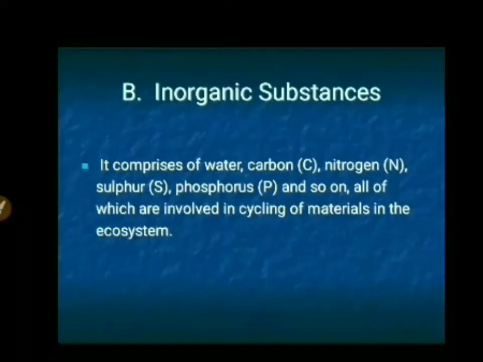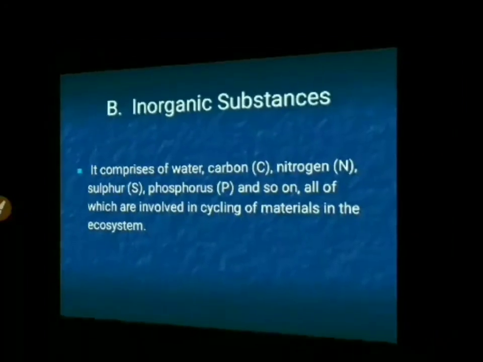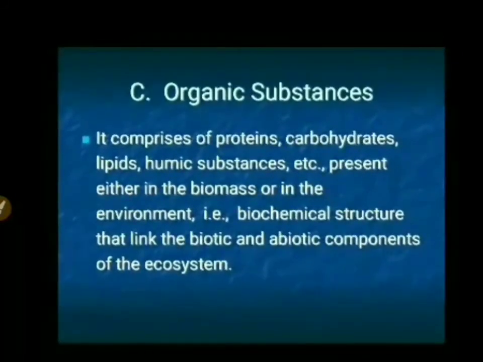Part B. It comprises water, carbon, nitrogen, sulfur, phosphorus, and so on, all of which are involved in cycling of materials in the ecosystem. Then the third one is organic substances. It comprises proteins, carbohydrates, lipids, humic substances, etc., present either in the biomass or in the environment. That is the biochemical structure that links the biotic and abiotic components of the ecosystem.